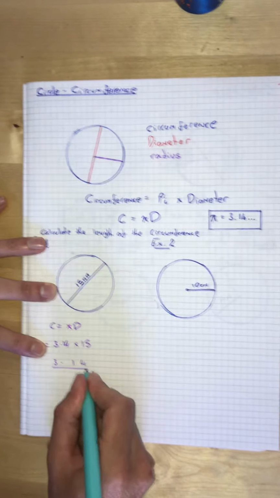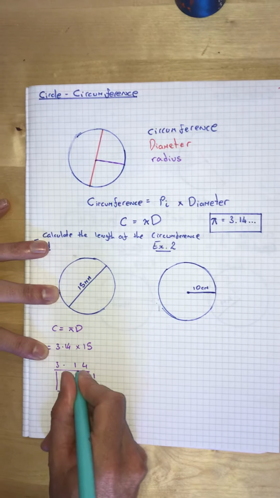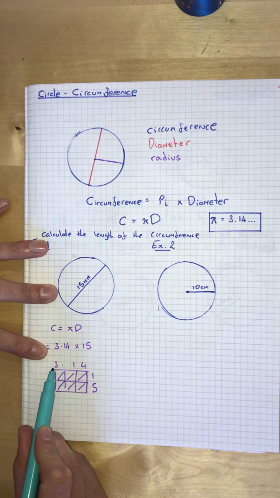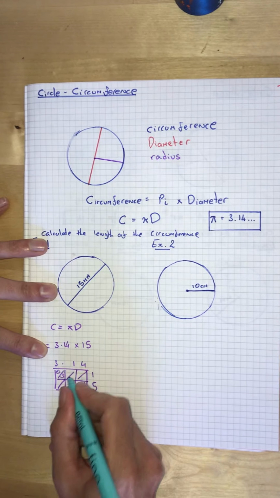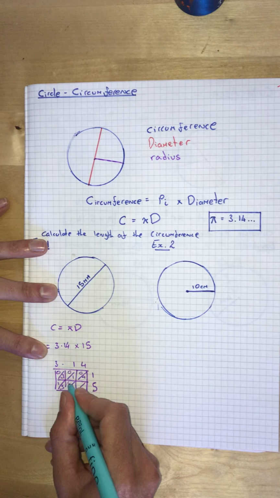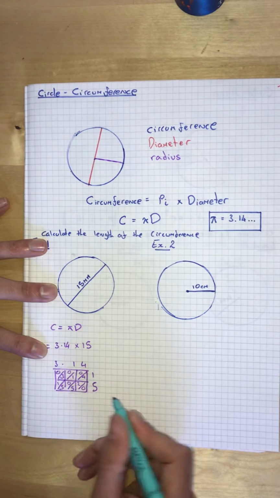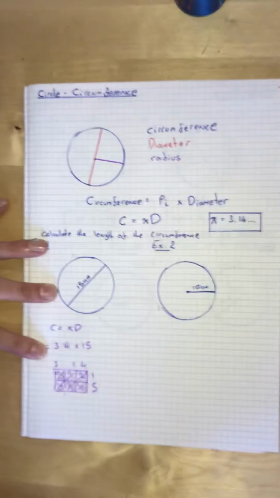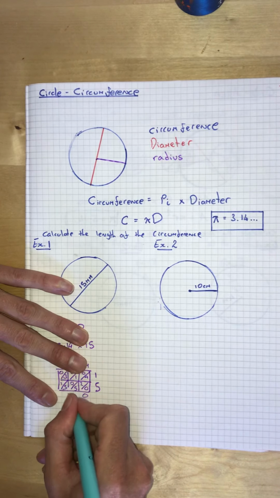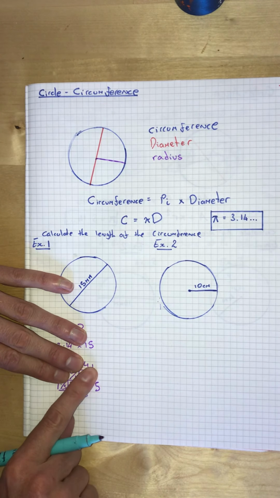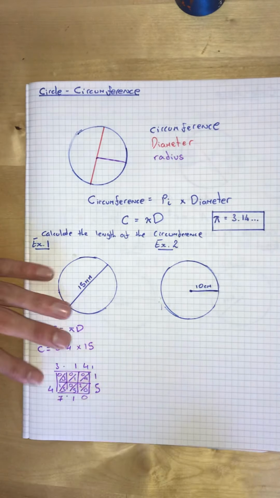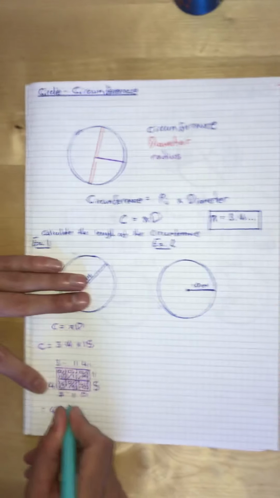We set up our lattice. And we do 3 times 1 is 3, 1 times 1 is 1, 4 times 1 is 4, 3 times 5 is 15, 1 times 5 is 5, 4 times 5 is 20. That's a decimal point, so we carry it down. There it is. And we get 0, 5 plus 2 is 7, plus 4 is 11, 5 plus 1 is 6, plus the carried 1 is 7, 3 plus 1 is 4, and then there's 0 in that. So the answer is 47.1.